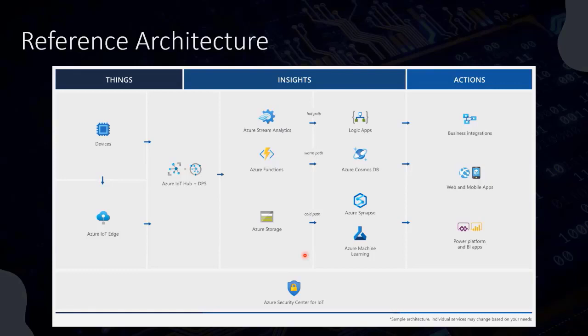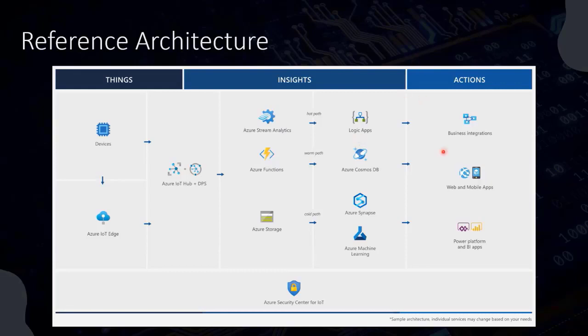And then you can either store it or further process it. In this case, you can use Logic Apps to process it, or you can use Cosmos to store it, Synapse to store and process it, and machine learning to run your machine learning model on it, so that you can actually get some anomalies, outliers, and so on.